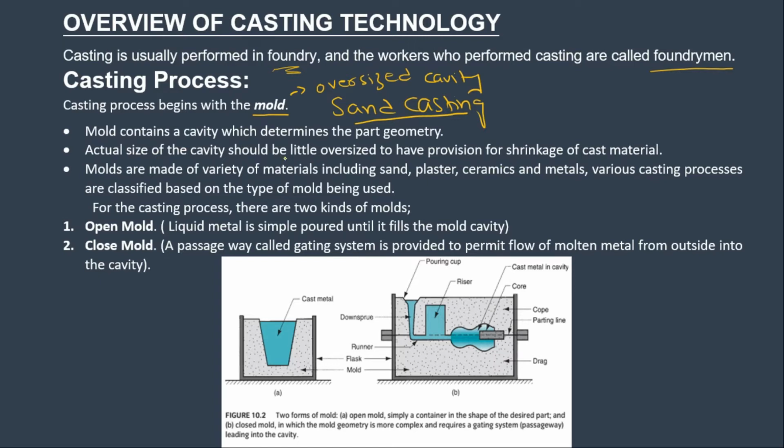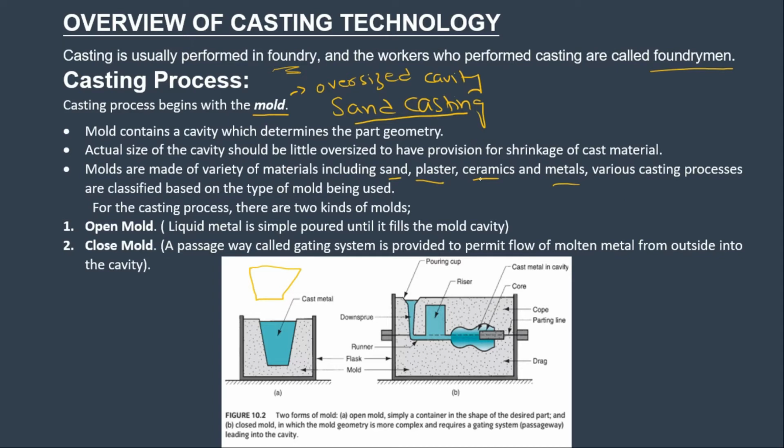Why is it oversized? Because let's suppose you want a part like this one as shown below. So this cavity should be larger than this one, so that when you pour the metal into this cavity and it experiences the shrinkage, it attains the final dimensions. It shouldn't be smaller than the final dimensions. Molds are made of a variety of materials like, in sand casting, sand, plaster, ceramic, metals, and some other types. Right?